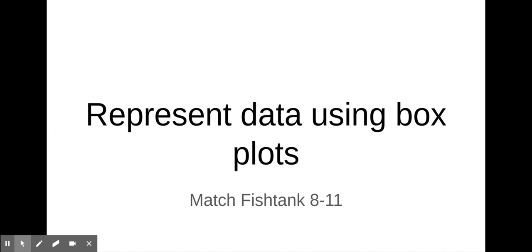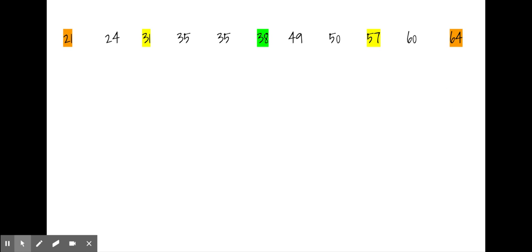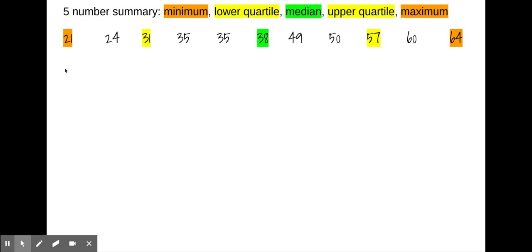In this mini lesson, we're going to use the data from March temperatures that we visited in Lesson 6 and also in Lesson 9 to learn how to use a 5-number summary to make a box plot. So here's our data, and we found before that the median was 38. This is for the first 11 days in March. The lower quartile was 31, the upper quartile was 57, our maximum was 64, and our minimum was 21. So there's our 5-number summary.